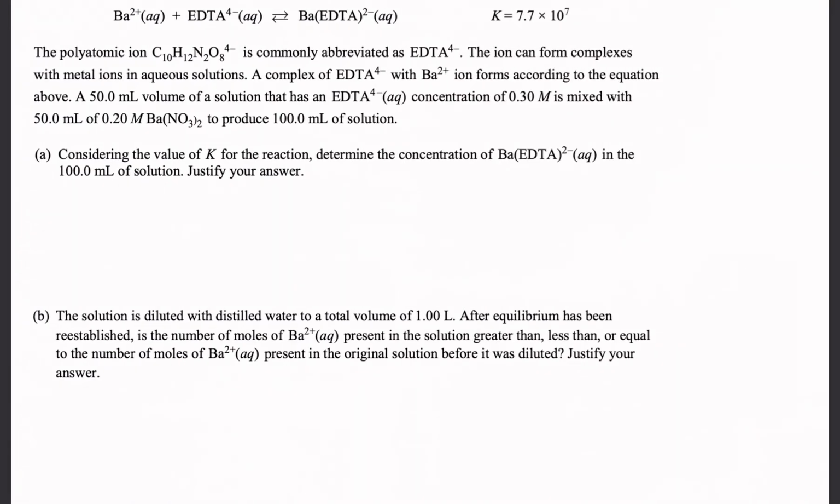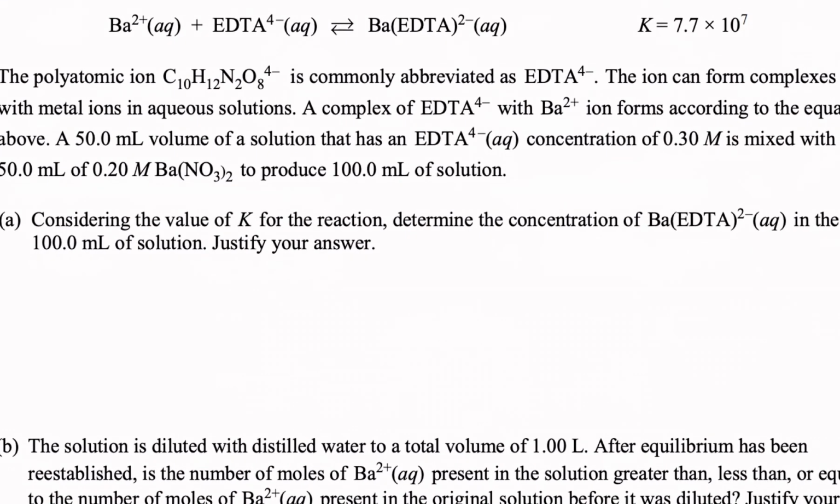Okay, let's wrap up with a free response question. This one actually happens to have a complex ion in it, which we haven't seen at all in this crash course. It's because complex ions really aren't on the AP that much.